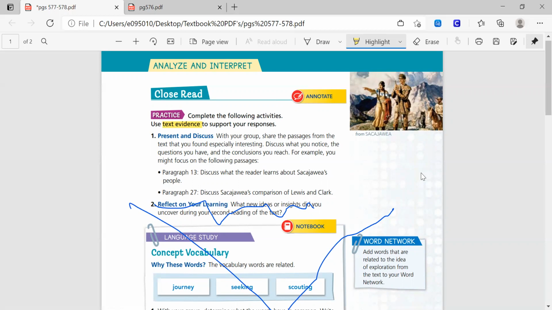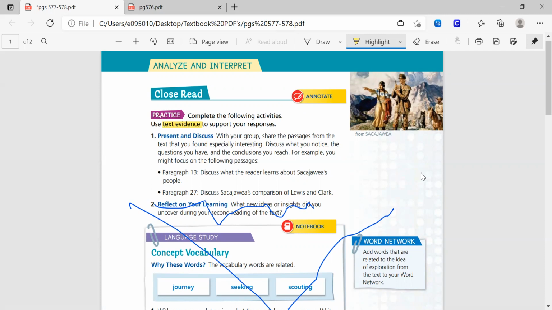In paragraph 13, discuss what the reader learns about Sacagawea's people. So go back, look at paragraph 13. And then I need you to write down, on a separate sheet of paper, number 1, and then write paragraph 13 next to it. And then I want you to put on that piece of paper what it is that we learned about Sacagawea's people. There's some good details in there, and so I need you to go ahead and write those down for me.